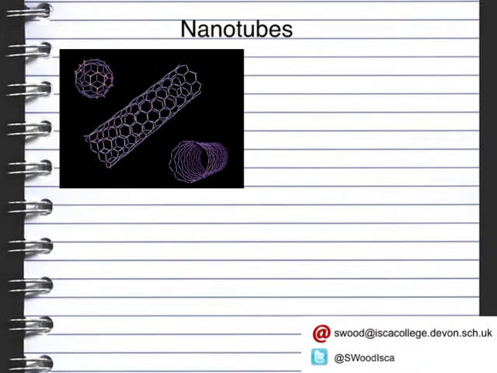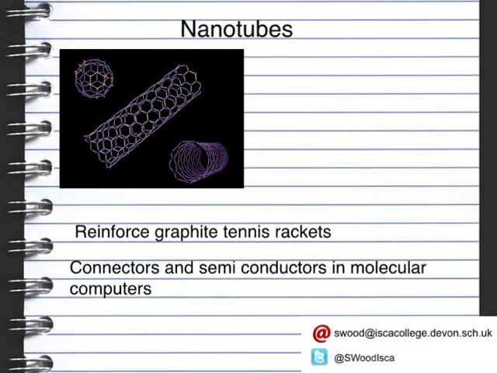Now nanotubes have several uses. Because of their strength, they're able to be used to reinforce tennis rackets. Because they're able to conduct electricity, they're able to be used in connectors and semiconductors in molecular computers. And because they have a very large surface area, they're able to be used as more efficient industrial catalysts.